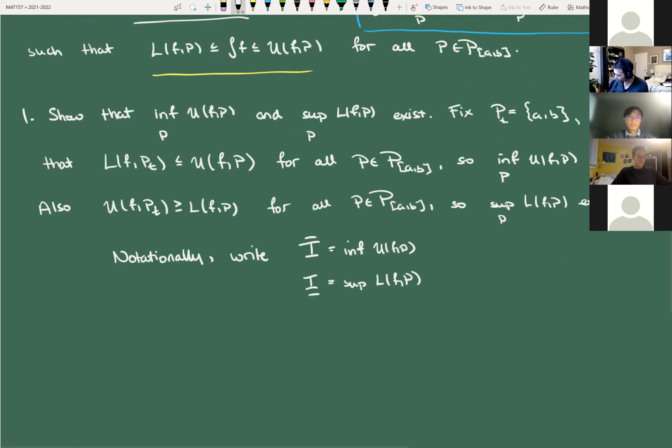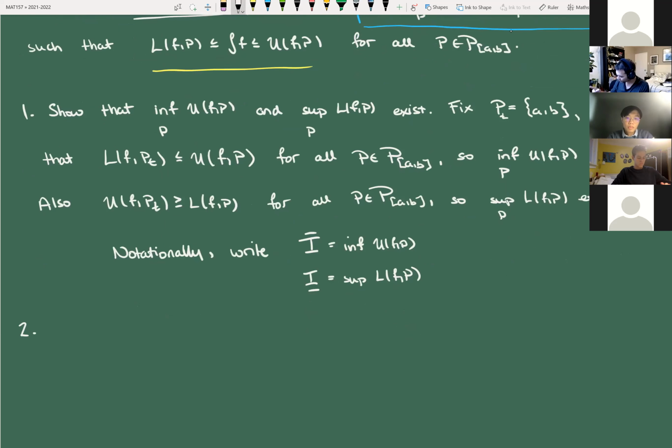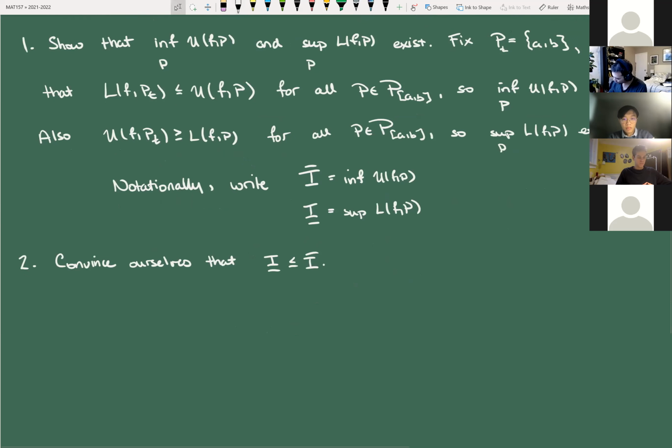Okay? All right, so two, let's convince ourselves that the lower integral is always less than or equal to the upper integral, right? Okay. All right, so what did I want to do for this one again? So I-overline is the infimum of the upper sums. Right, okay.